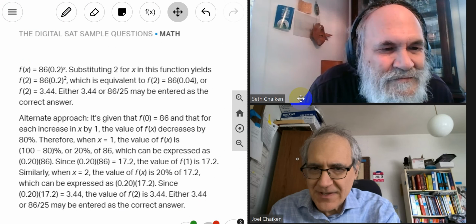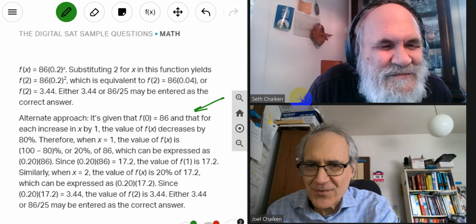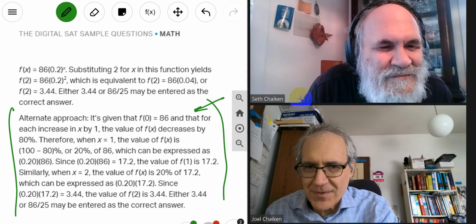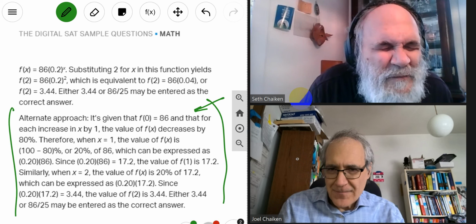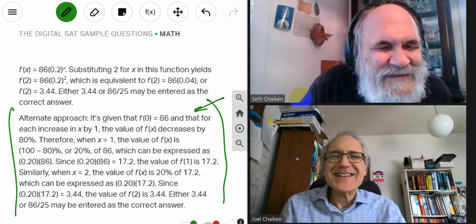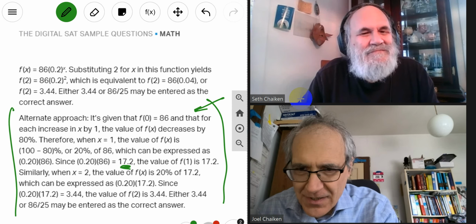Wow, so this is how we did it. We did the alternate approach. Oh, so Seth, after criticizing them, you deserve to give them an apology because they have the alternate approach. Well, they should have done the alternate approach first. Right. That is agreed. And why are they doing the 17.2 thing?